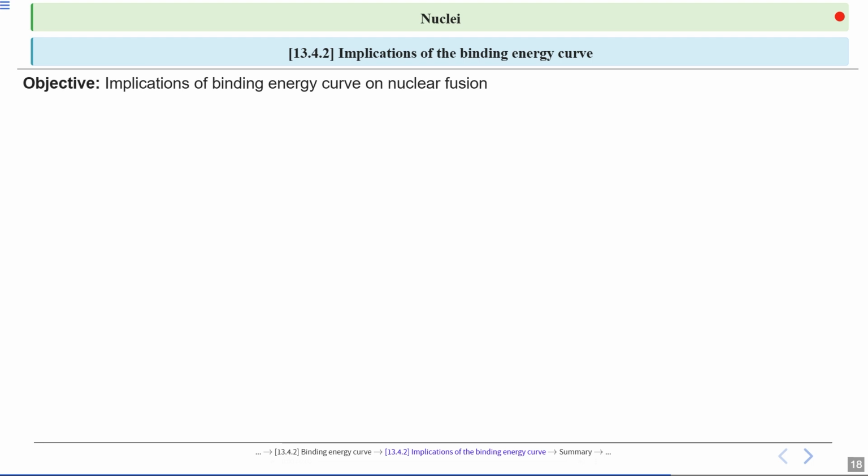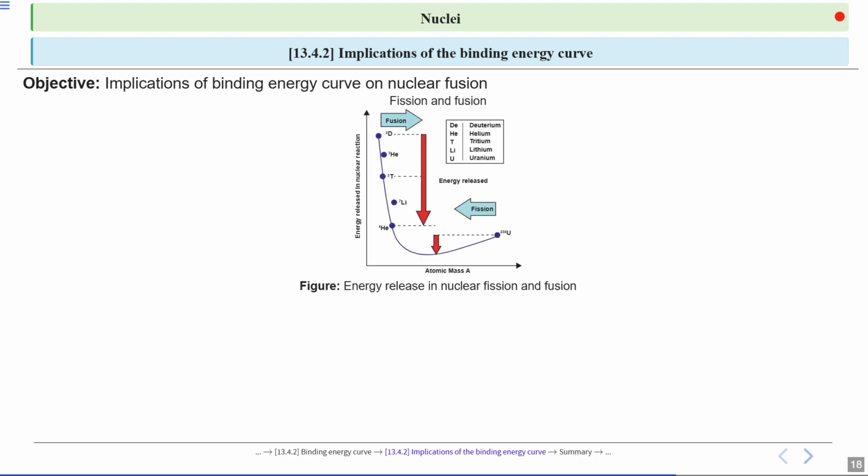Now we will understand what the binding energy curve tells us about nuclear fusion. The binding energy curve is a graph that shows how tightly the protons and the neutrons are held together in different nuclei. Now let's focus on the processes of fission and fusion. Take a look at this diagram. It shows how energy is released in both nuclear fission, where the heavy nucleus splits, and nuclear fusion, where light nuclei combine. Notice the arrows indicating energy released in both cases.